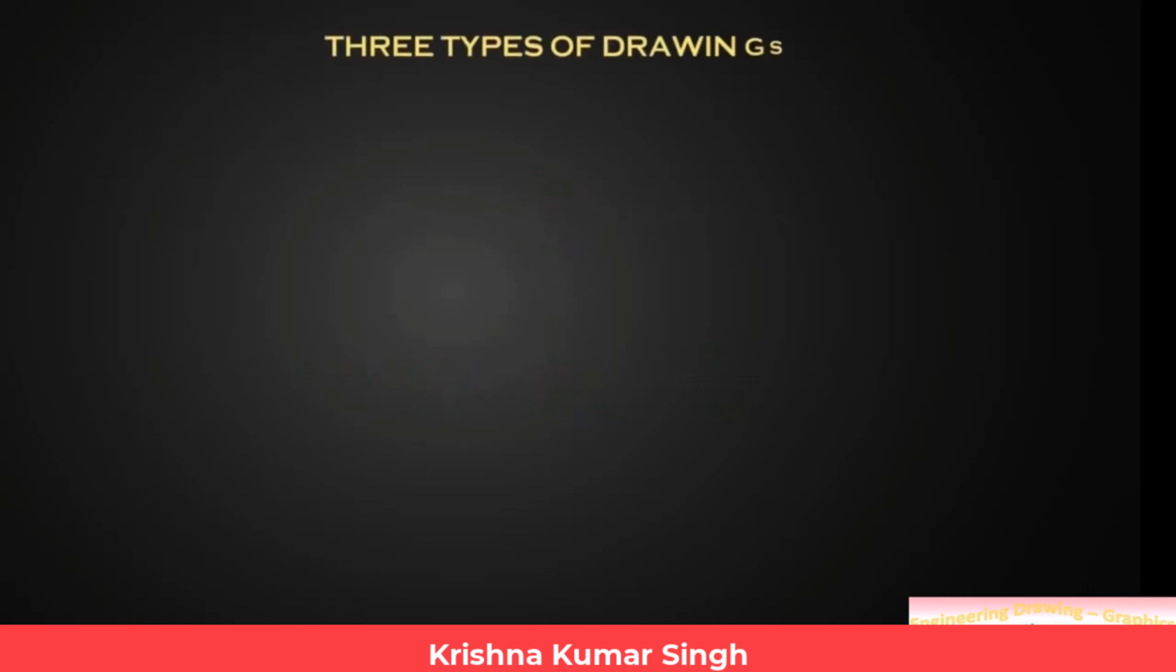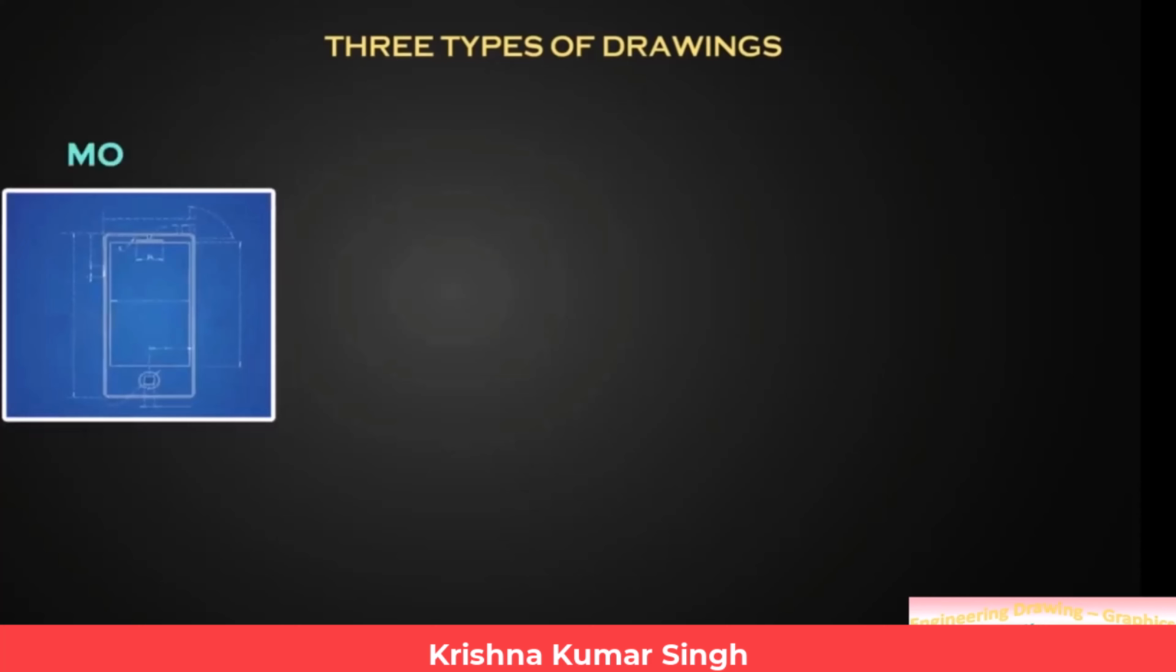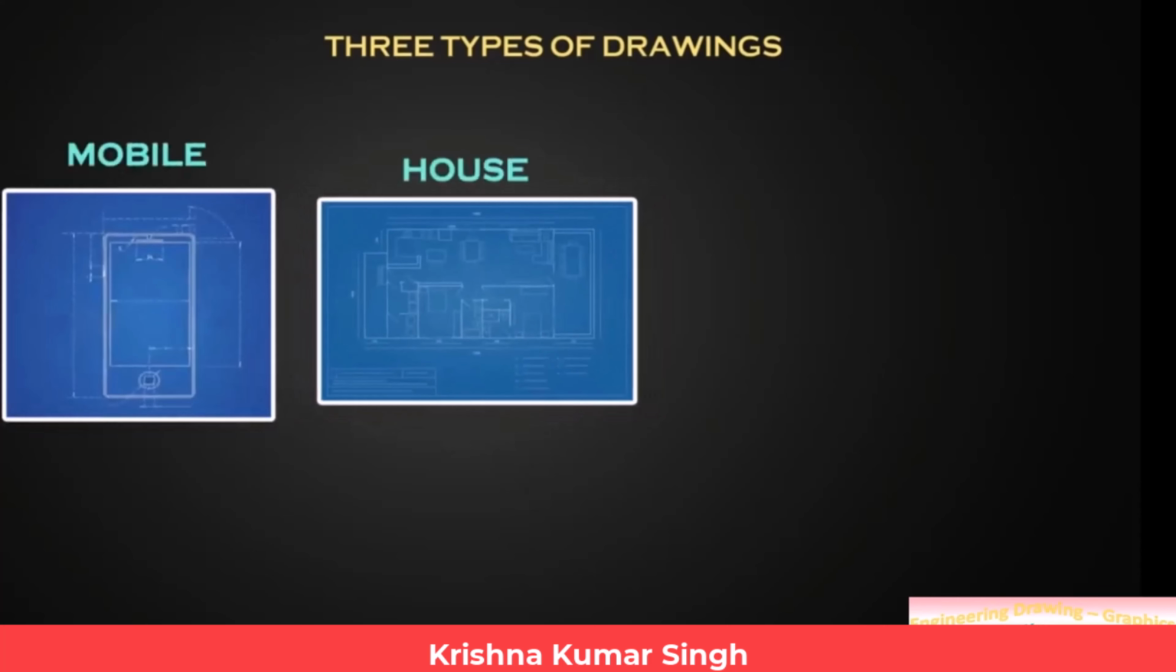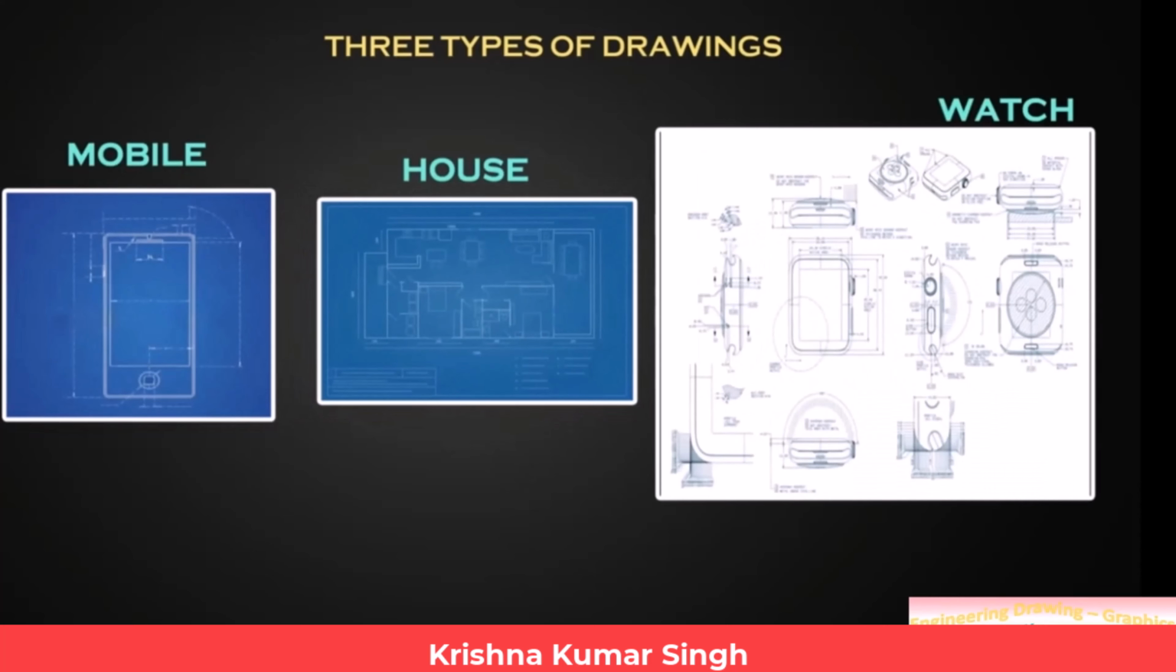We have 3 types of drawings: full-sized drawings, reduced-size drawings, enlarged-size drawings. If drawings are drawn with the same size as the original objects, then they are called full-sized drawings. For a full-size drawing, the representative factor is 1:1. For example, RF equals 1 centimeter to 1 centimeter. That means a 1 centimeter original length is represented as the same 1 centimeter in our drawing.